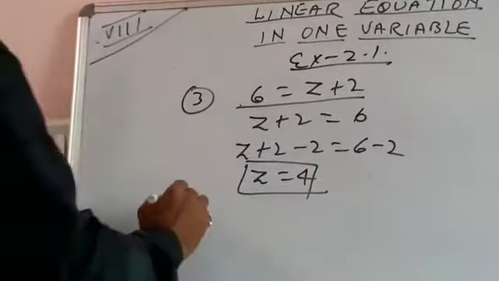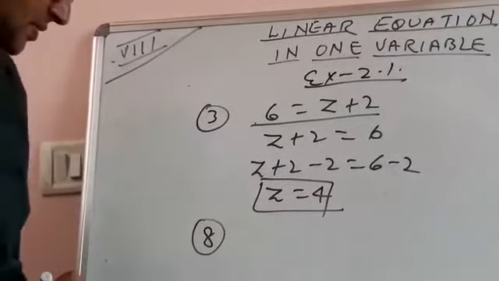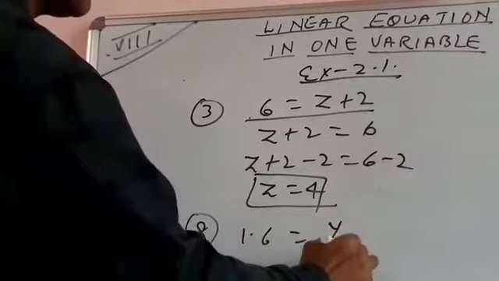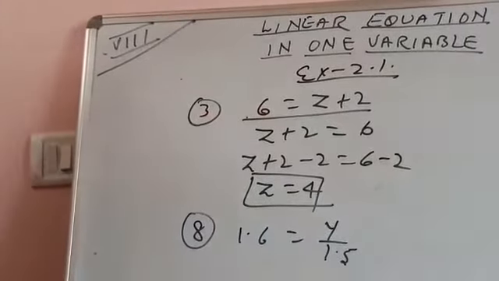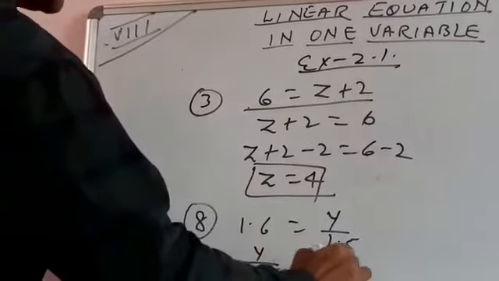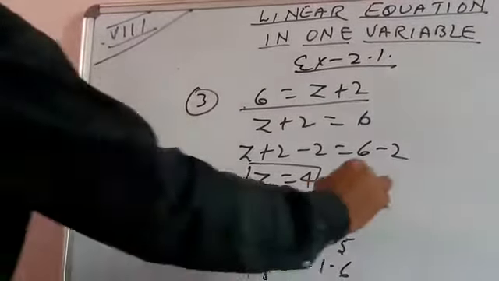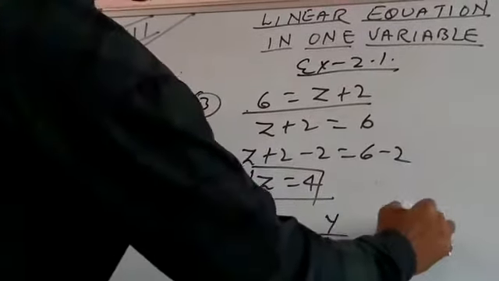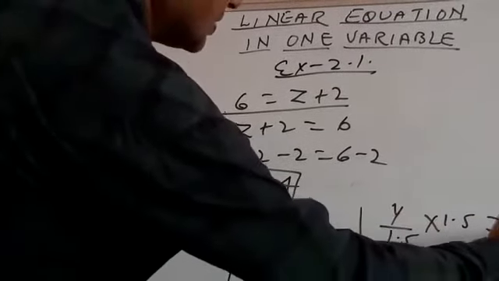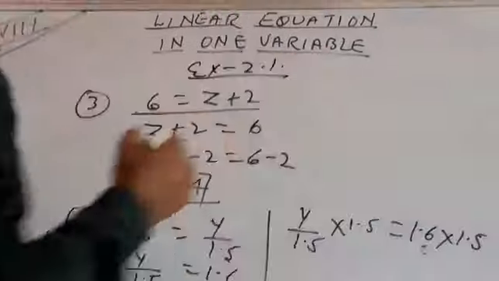I'm doing one more question. Question number 8. This is 1.6 is equals to y upon 1.5. How would you do this question? First it is better to write y upon 1.5 is equals to 1.6. Then here it is in division. So y by 1.5, here we multiply by 1.5. Here 1.6 also is multiplied by 1.5.